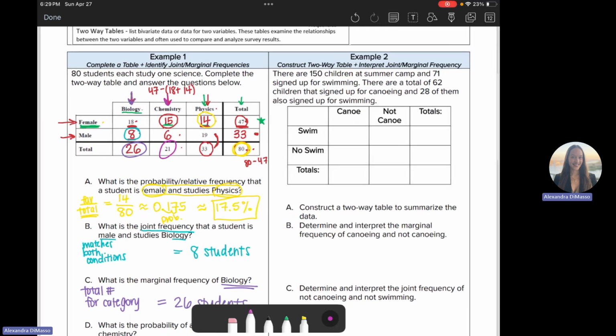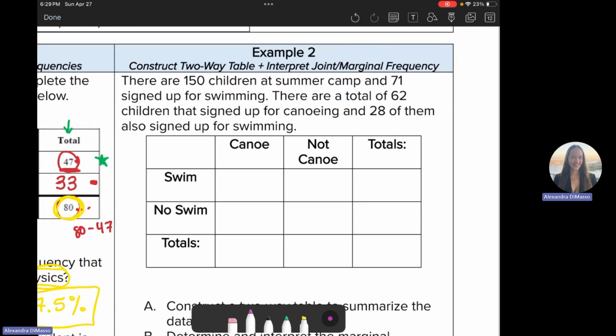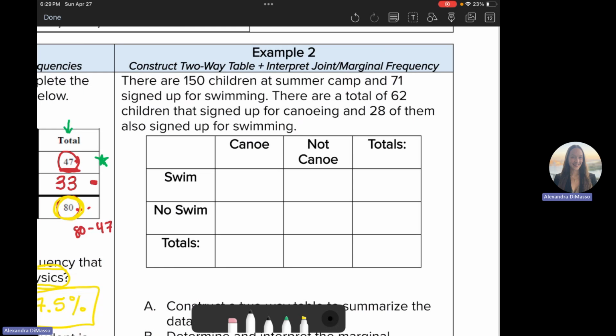All right, so now we'll try one without any numbers given to us. So there are 150 children at summer camp and 71 signed up for swimming. There are a total of 62 children that signed up for canoeing, and 28 of them also signed up for swimming. So we're going to fill in some of those numbers that we see. Okay. So 150 children total. So that is right over here. Here's my big total.